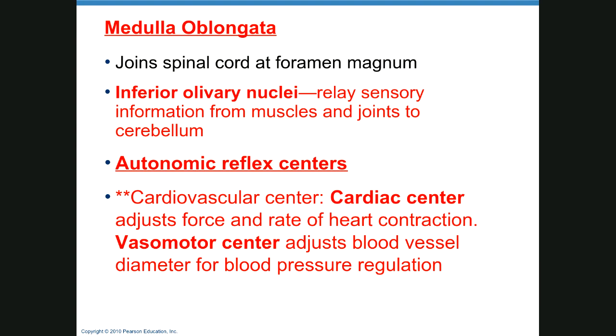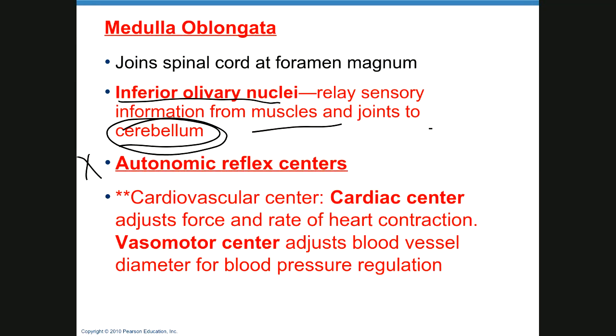The last part of the brain stem is the medulla oblongata. The medulla oblongata has several important features. It has the inferior olivary nuclei, which relays sensory information from muscles and joints to the cerebellum. The cerebellum is in charge of a lot of somatic motor movement. The medulla oblongata is also in charge of some autonomic reflex centers.